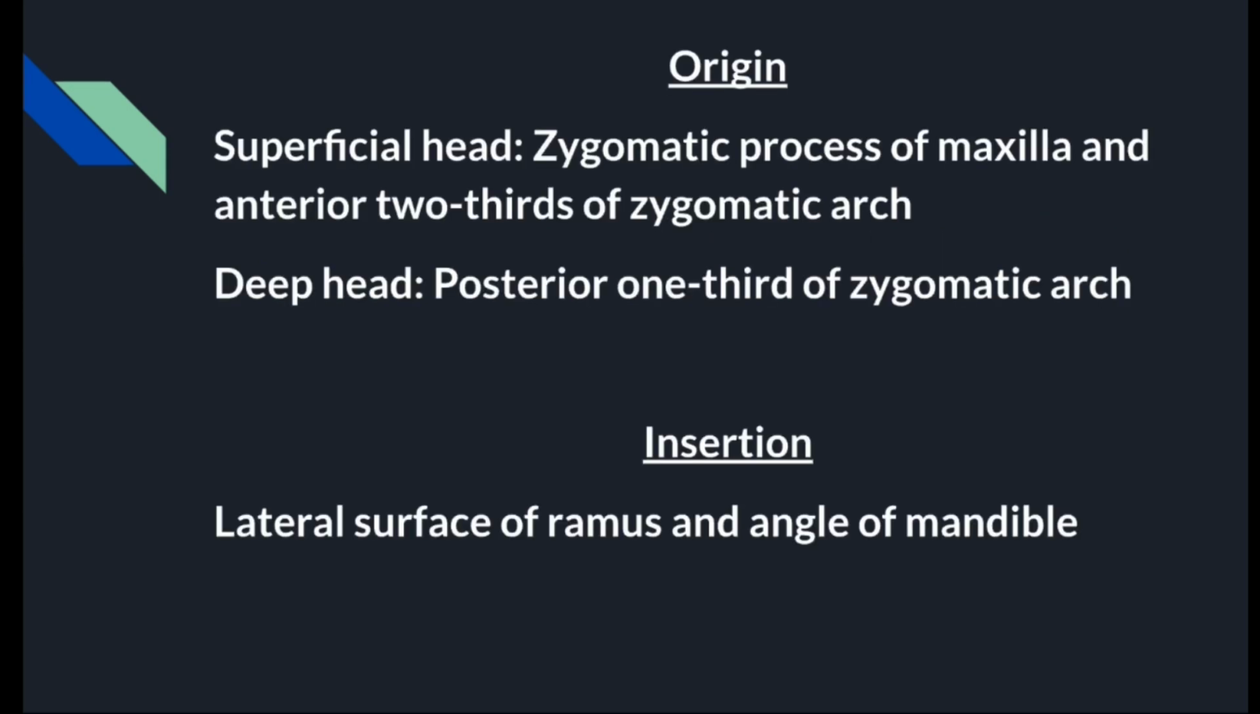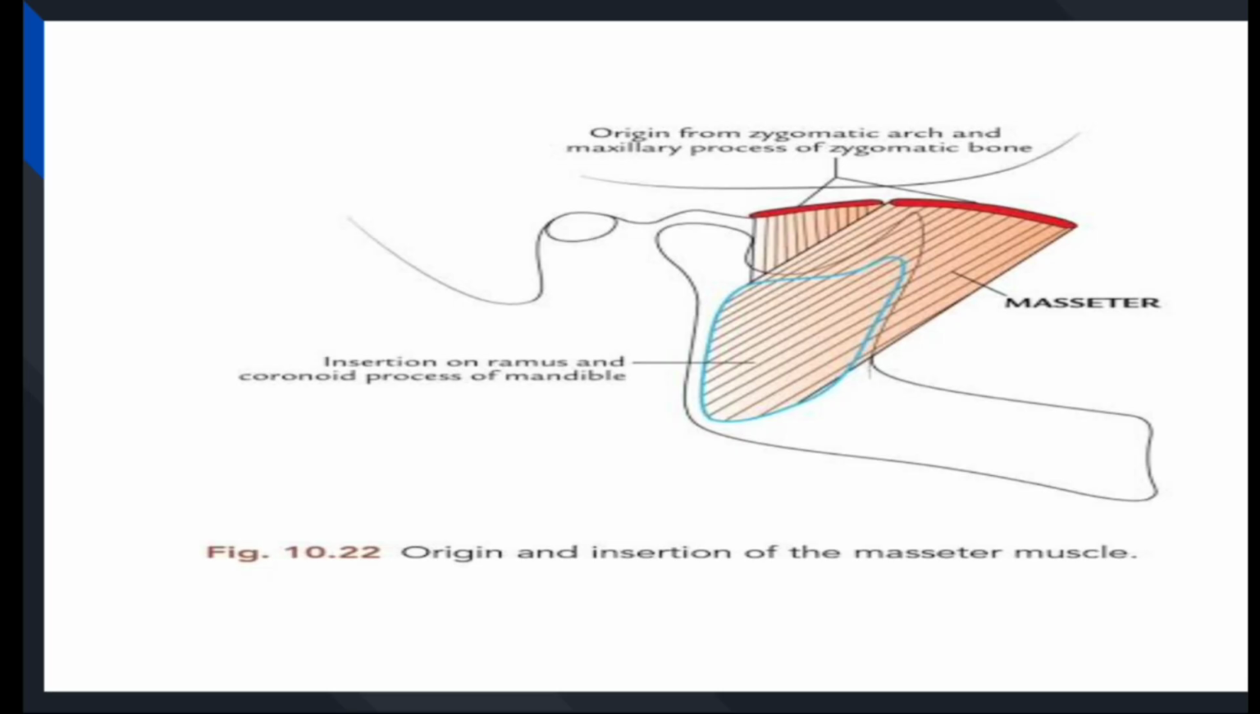Where is the masseter muscle originated? The superficial head originates from the zygomatic process of maxilla and the anterior two-thirds of the zygomatic arch. The deep head originates from the posterior one-third of the zygomatic arch. It gets inserted into the lateral surface of the ramus and angle of the mandible, as you see in the diagram. So the origin is from the zygomatic arch and the maxillary process of the zygomatic bone.